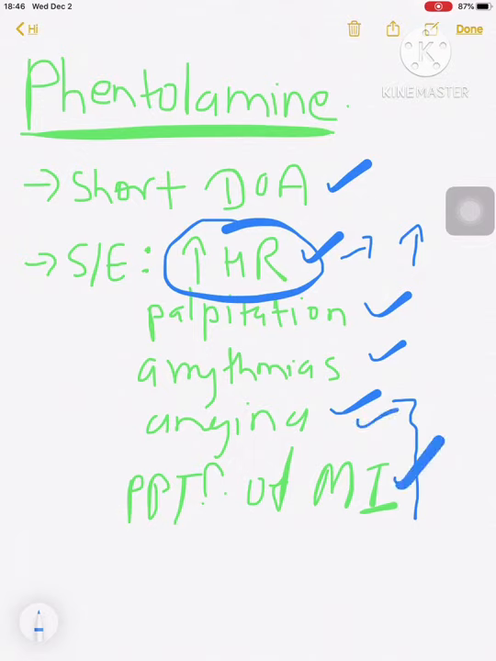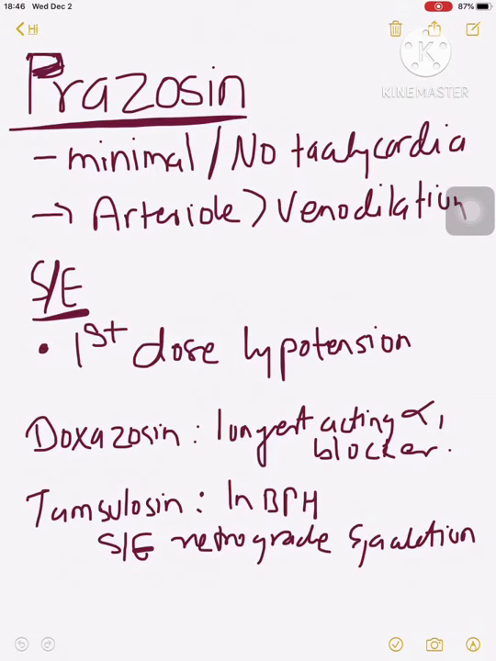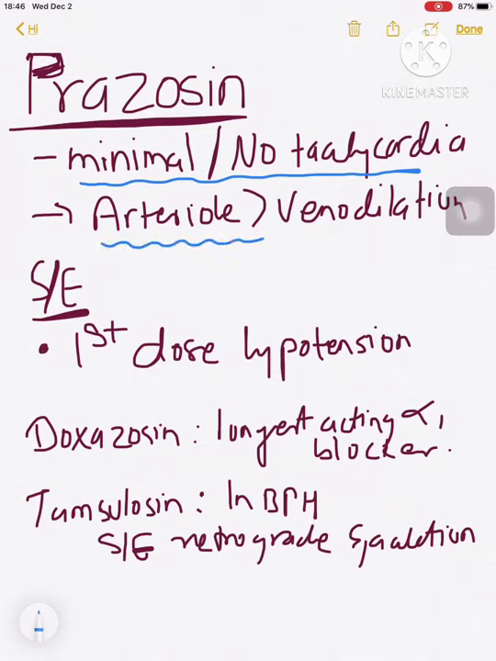Next we'll discuss something about the selective alpha 1 blockers. The selective alpha 1 blockers are prazosin, terazosin, doxazosin, tamsulosin. So, the zosins and losins. Prazosin is a selective alpha 1 blocker. Prazosin causes minimal or no tachycardia. These selective alpha 1 blockers cause minimal or no tachycardia, and have more arterial dilating capacity than venodilation. The side effects are: first dose hypotension.